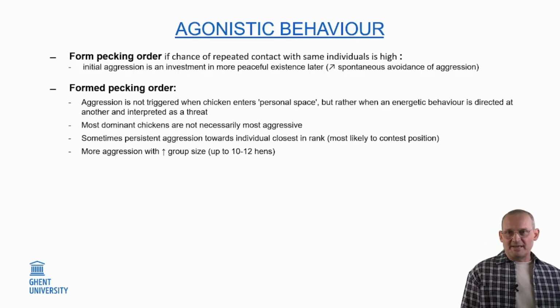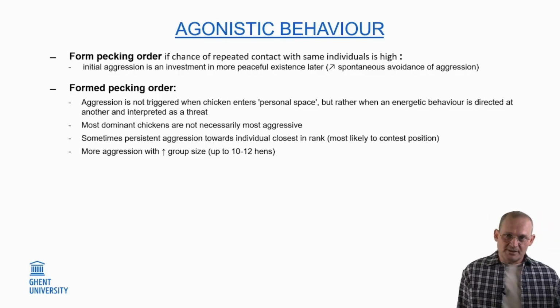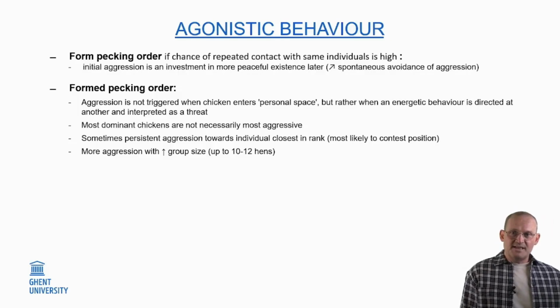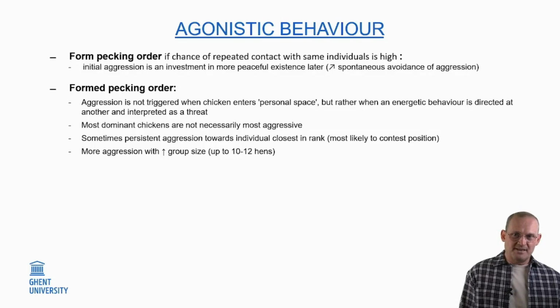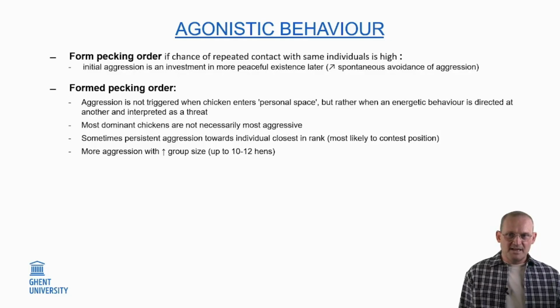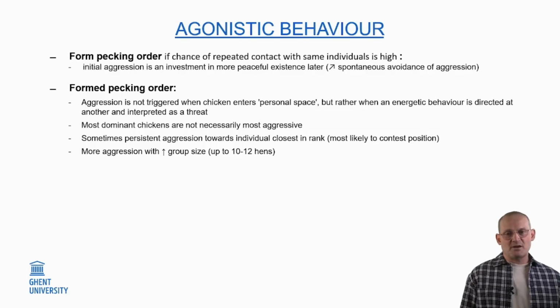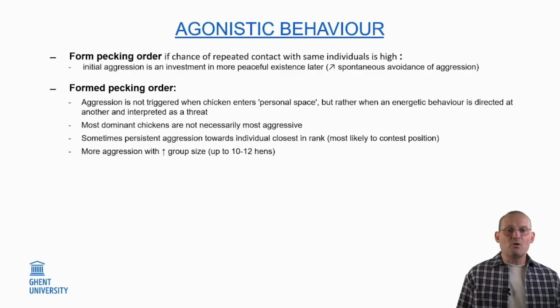Once a pecking order has been formed, it means that aggression is no longer triggered all the time when chickens enter each other's personal space, but they rather perceive a very energetic behavior directed at another individual as a threat. The most dominant chickens are not necessarily the most aggressive ones, and most often, if there's continued conflict and aggression between individuals in a flock, it's between individuals that are very close in rank, because these are more likely to contest the position.